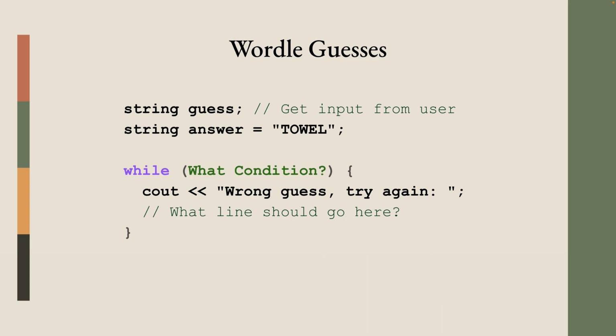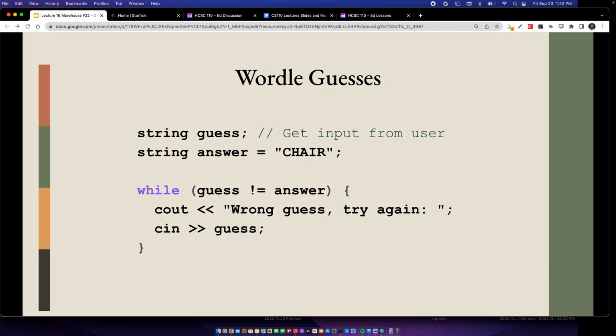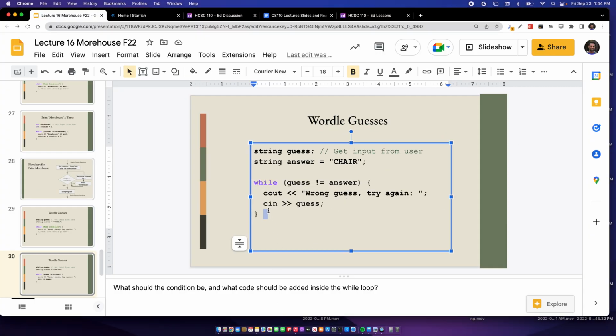Cin into what variable? Guess. Cool. So while guess doesn't equal answer, we want the user to keep guessing. And then once guess does equal answer, then this is going to be equal to false, and we'll continue with the rest of our code. So maybe we print congratulations at the end. Yep. So at the end, outside of the loop, we could cout congrats.